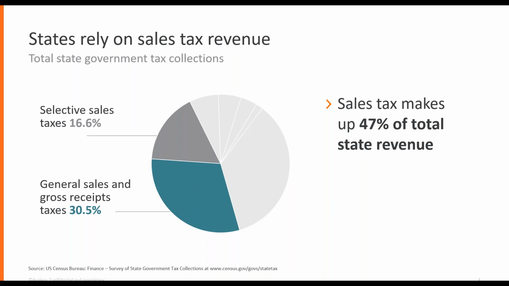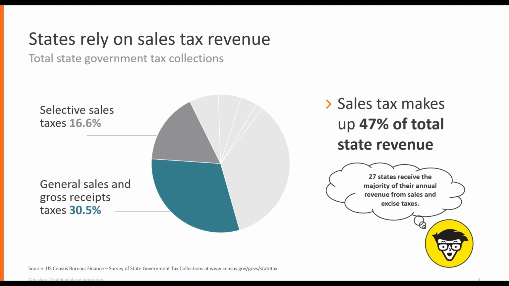Well, I'm a very visual person, so I want to show you states rely on sales tax revenue. And as you can see in this pie chart, a majority of the state's revenue comes from sales tax. It's almost 50%. That's a huge part of the state's revenue. And in fact, 27 states receive a majority of their annual revenue from sales and excise tax. So that's a lot of states that really rely heavily on sales and use tax. And so because of this, it's a very focused effort within states to look at what products and services are taxed. Are the tax revenues coming in every month, quarter, year, and that's how they balance their budget. So most of you probably know that, but you may not have known the percentage that it makes up.